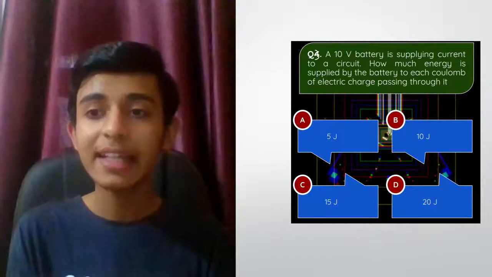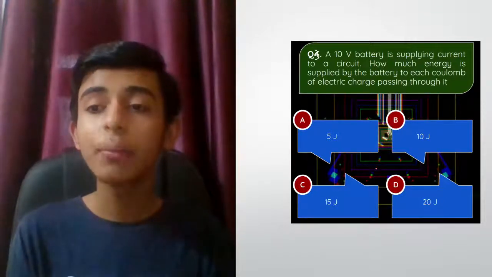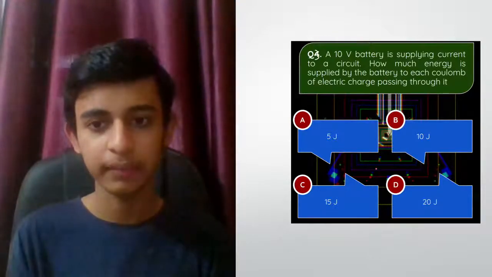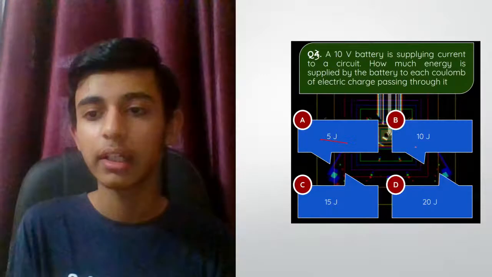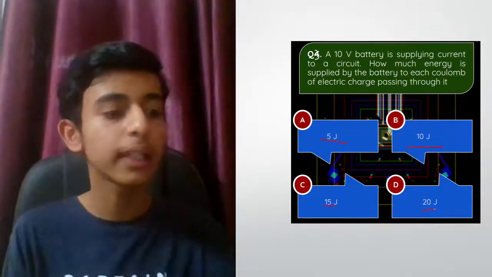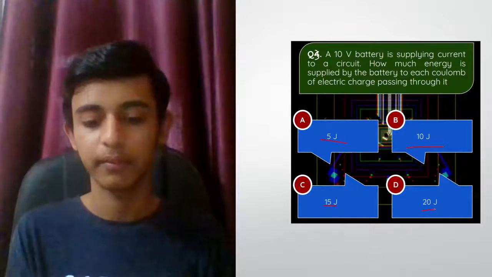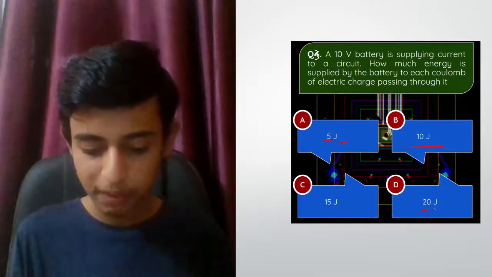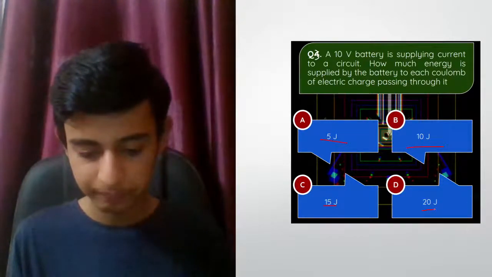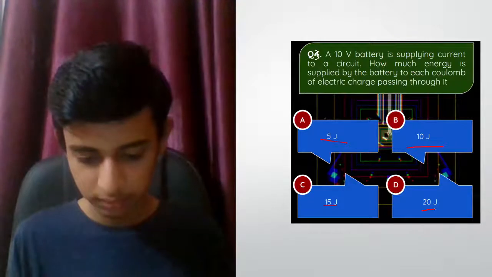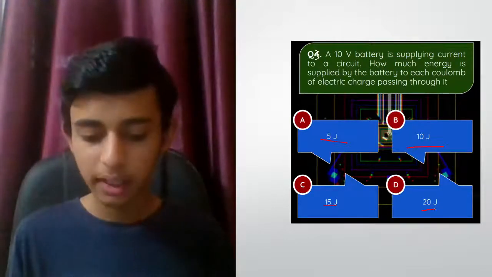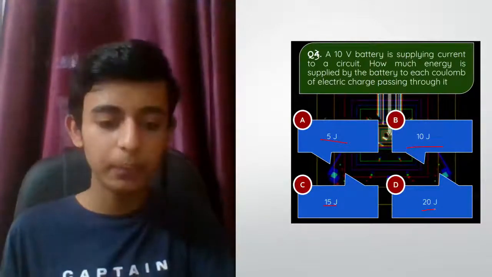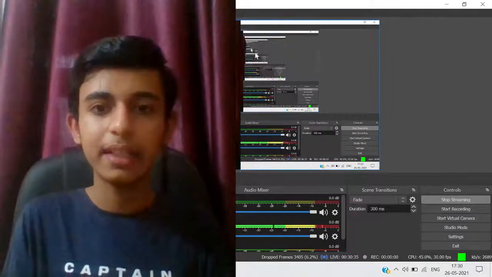A 10 volt battery is supplying current to a circuit. How much energy is supplied by the battery to each coulomb of electric charge passing through it? Options are 5 joule, 10 joule, 15 joule, or 20 joule. What do you think? Answers in the chat. How much energy is required? Hello everyone. What are you all thinking? Okay, so now let me change the orientation so that I can explain you.